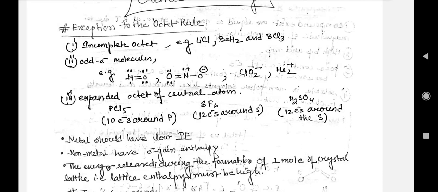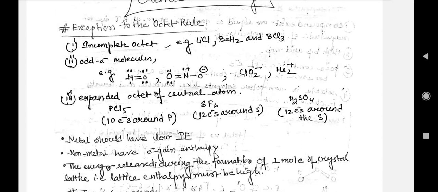Okay. Then we consider the expanded octet of the central atom. That is PCl5, SF6 and H2SO4, all having greater than an octet. Phosphorus has 10 electrons, which is greater than an octet. SF6 has 12 electrons around sulfur, which is greater than an octet. In PCl5 all the chlorines acquire 8 electrons and fulfill the octet. In SF6 too the fluorines fulfill their octet, but the central atom has more than an octet.